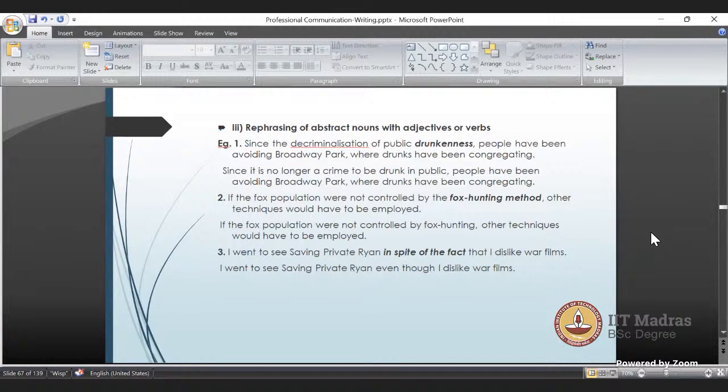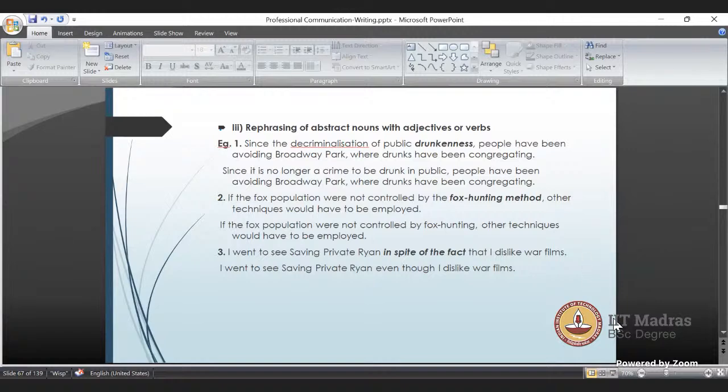So you cut down on the larger phrase and put a word like hunting in this case. Then: I went to see Saving Private Ryan in spite of the fact that I dislike war films. Better: I went to see Saving Private Ryan even though I dislike war films. Okay, that's a better option than writing in spite of the fact.